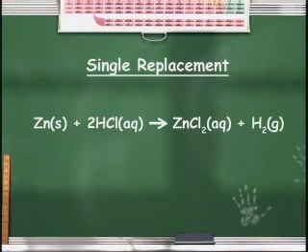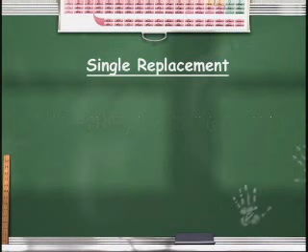Before the reaction, atoms of zinc are in the elemental state, while atoms of hydrogen and chlorine are combined in a compound. After the reaction, atoms of hydrogen are in the elemental state, and atoms of zinc and chlorine are combined in a compound. In this single replacement reaction, the more active zinc replaced the less active hydrogen. In other words, zinc and hydrogen simply switched places.